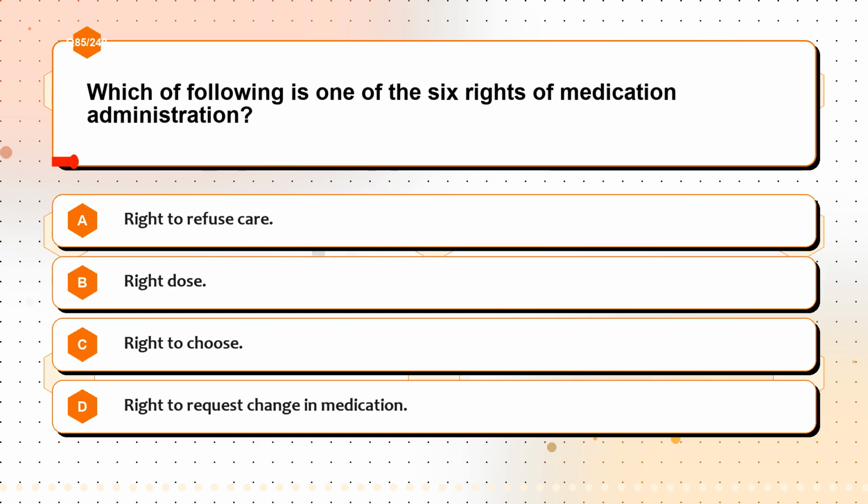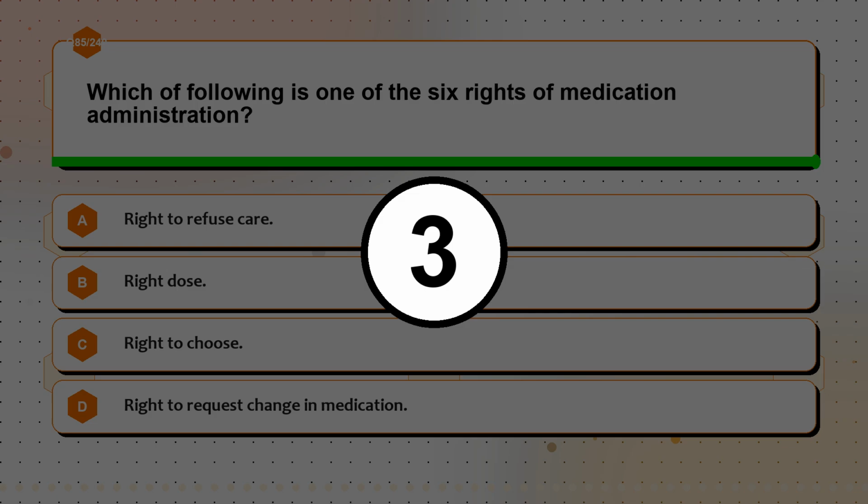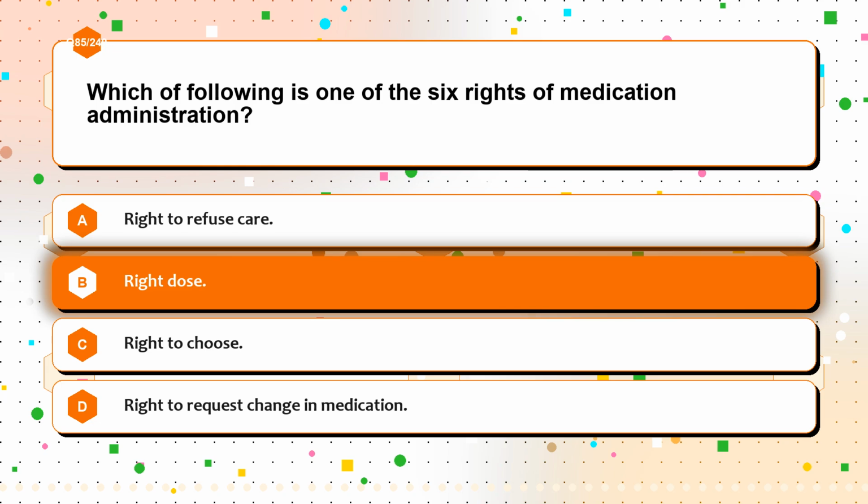Question 85. Which of following is one of the 6 rights of medication administration? Here are the options. Option A, right to refuse care. Option B, right dose. Option C, right to choose. Option D, right to request change in medication. The correct answer is option B, right dose.